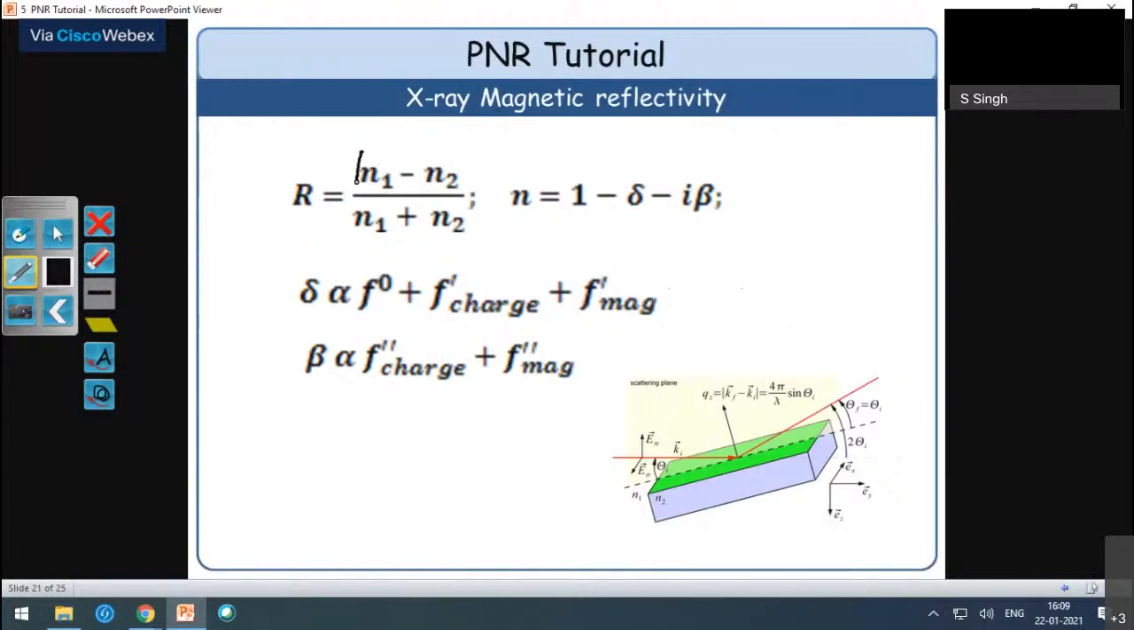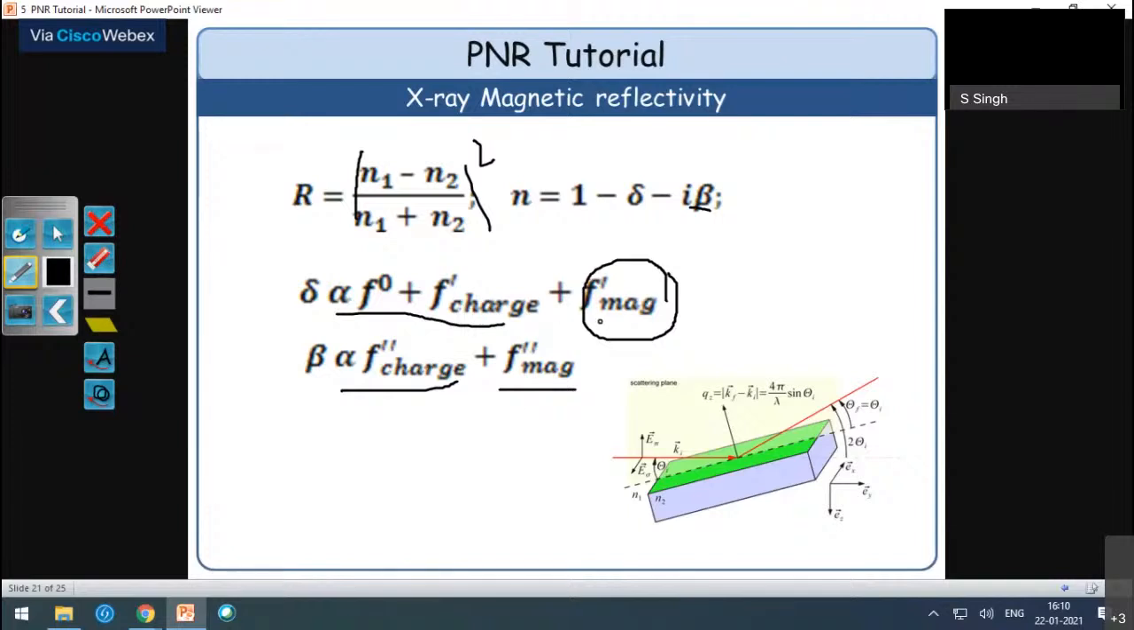Again, reflectivity is the square of the Fresnel coefficient, same principle, where n is defined as 1 minus delta minus i beta. Earlier this delta was just f0 and f', but if you have a magnetic sample, it becomes f' plus f magnetic. And as I said, if you sit at the resonance, this value becomes quite large, comparable to this value. That's why you are able to get the magnetic signal also. Also the beta, which is the absorption part, has a charge and a magnetic contribution. This is for hard X-rays only.